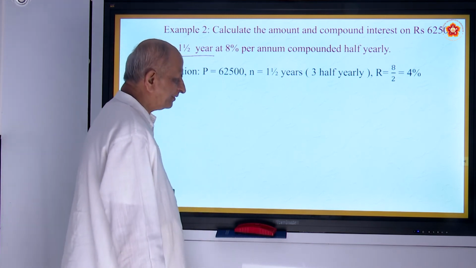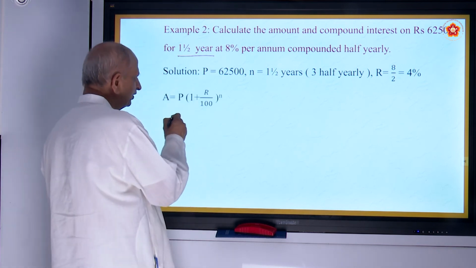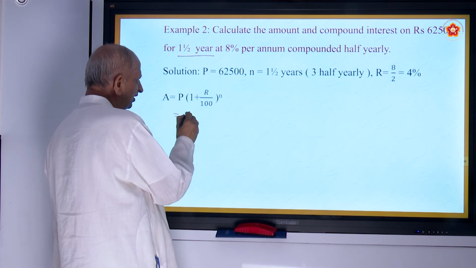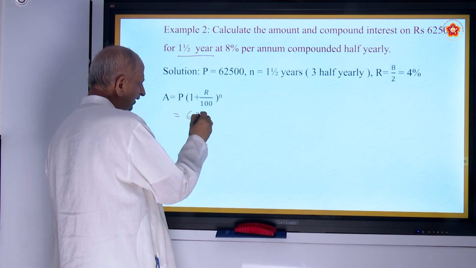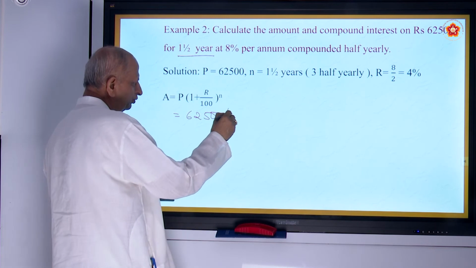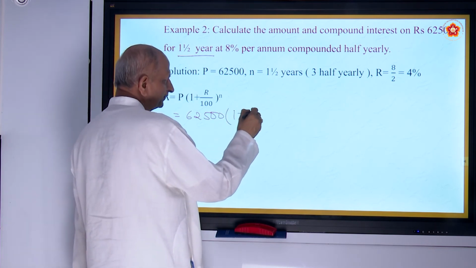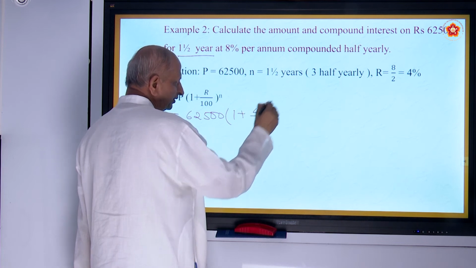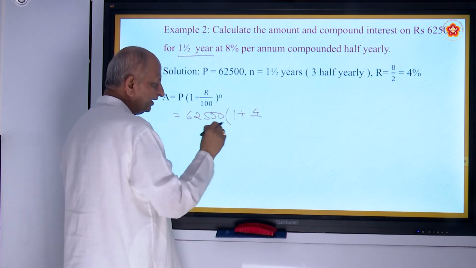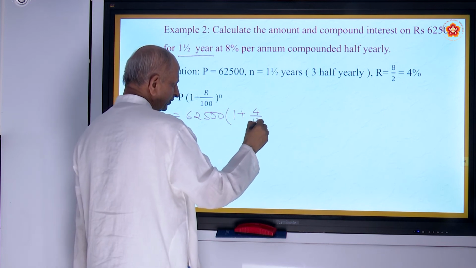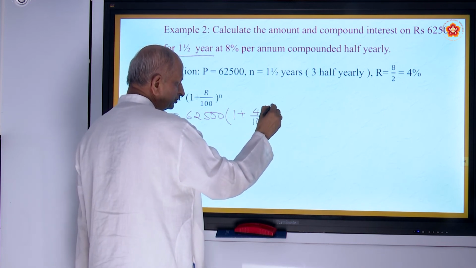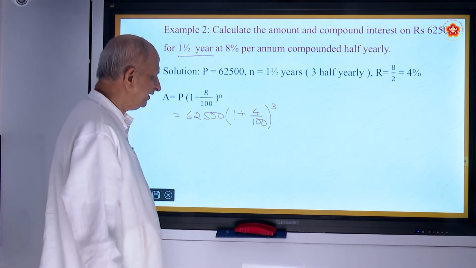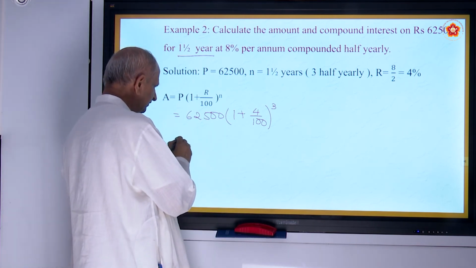So now apply the formula. A is equal to, come on, note down. P is how much? 62,500 into 1 plus R by 100. R is 4%. Must not take 8 because it is half yearly calculation. So again and again I am reminding you, into 3 to the power of 3. Why 3? Because 3 half years.